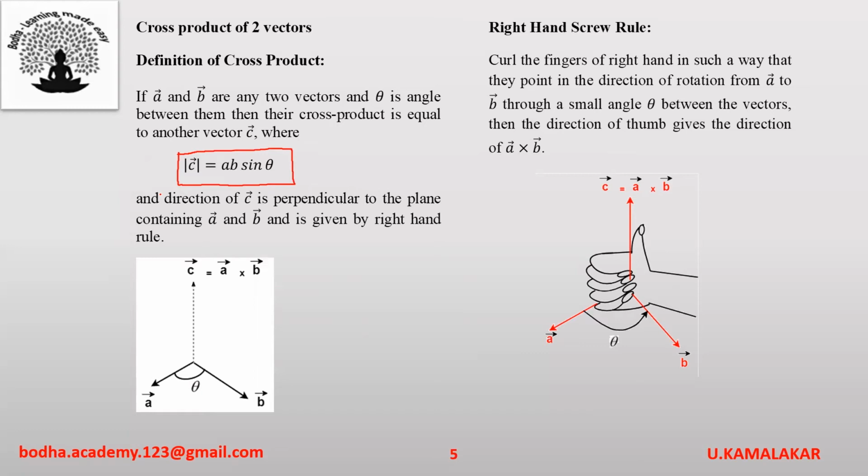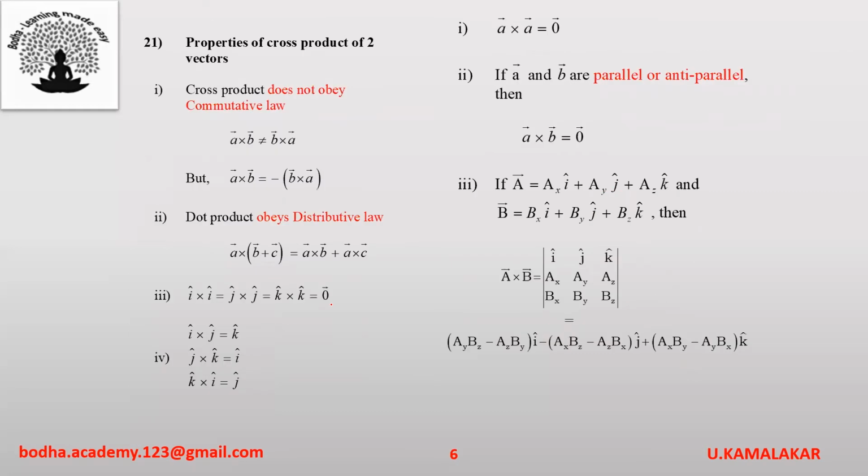Curl the fingers of right hand in such a way that they point in the direction of rotation from a bar to b bar through a small angle theta between the vectors. Then direction of thumb gives the direction of a bar cross b bar. Next topic, properties of cross product. Cross product does not obey commutative law, that is a bar cross b bar is not equal to b bar cross a bar, but a bar cross b bar is equal to minus of b bar cross a bar.